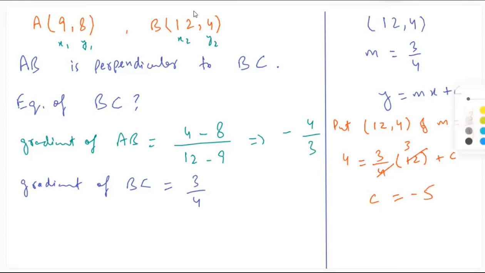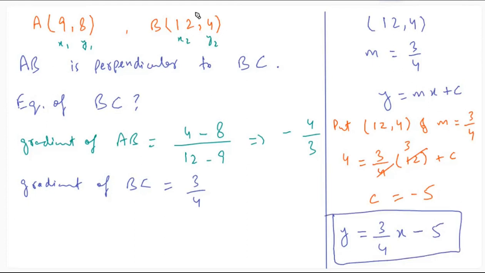Right? So now therefore y equals mx plus c. The gradient was 3 over 4 into x plus c. C की वैल्यू क्या है? -5. So you've got -5 here, and that is the equation of the line BC that we were looking for.